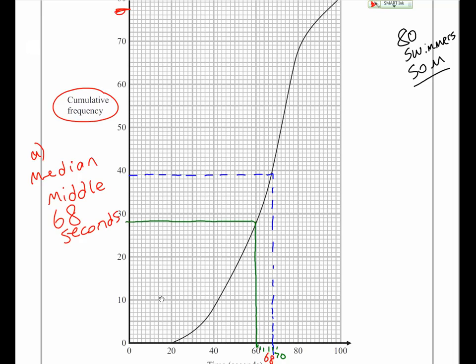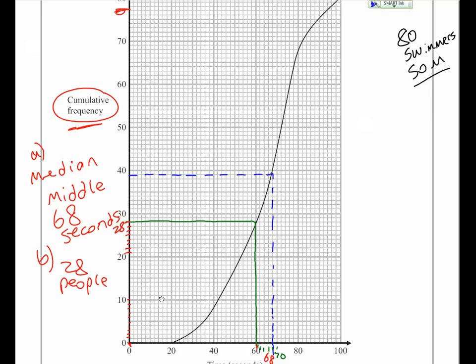This is about how many cumulative frequency. How many are between 0 and 60, it will tell us. So let's figure out the scale here. 1, 2, 3, 4, 5, 6, 7, 8, 9, 10. So each little line is 1. Okay, so 21, 22, 23, 24, 25, 26, 27, 28. So part B, 28 people.